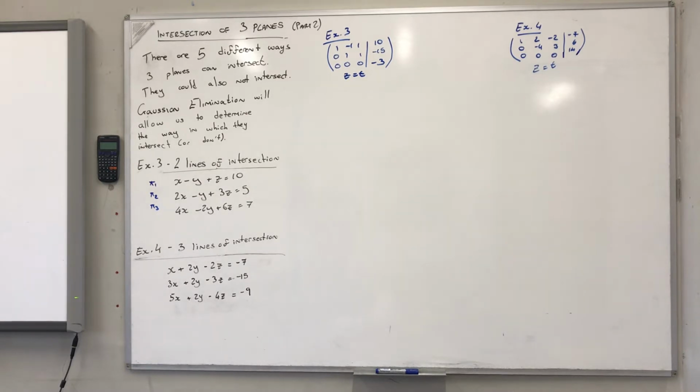What we'll do is compare plane 1 and plane 2, find their line of intersection, plane 1 and plane 3, find their line of intersection, and plane 2 and plane 3, find their line of intersection. Now, knowing that example 3 only has two lines of intersection, we shouldn't get a solution for one of them, so we should be expecting that.